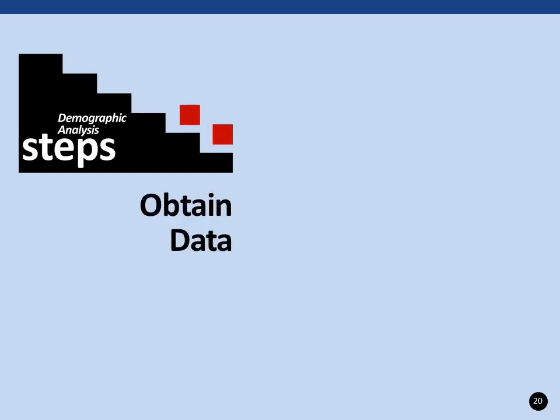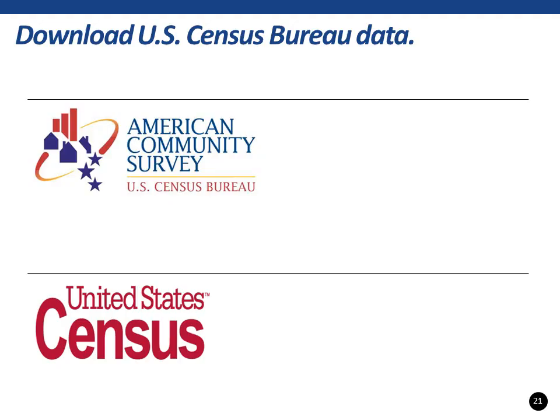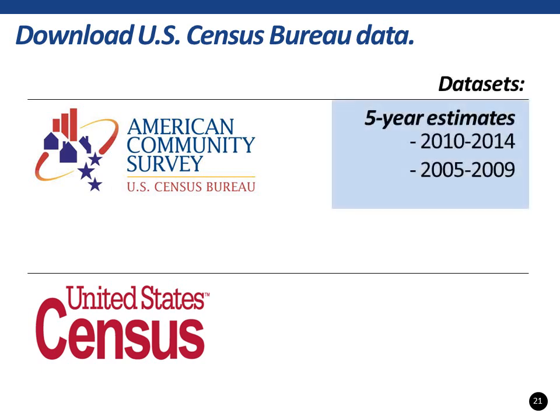Now that we have defined a preliminary analysis area, the next step is to obtain census data and other demographic data for the area and the selected reference community. For census data, we'll need block group data from the American Community Survey 5-year dataset for the latest published year. To identify trends, the ACS 5-year dataset for 2005 to 2009 is useful. This was the first full reporting of the ACS 5-year estimates, so it's a good dataset for comparison to the 2010-2014 dataset.